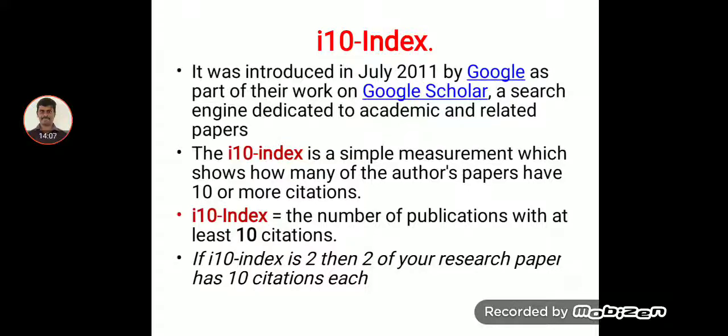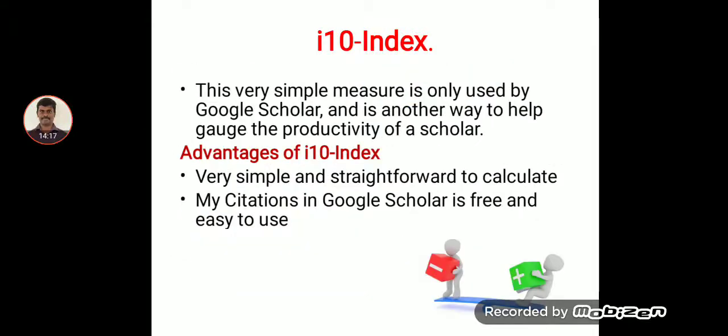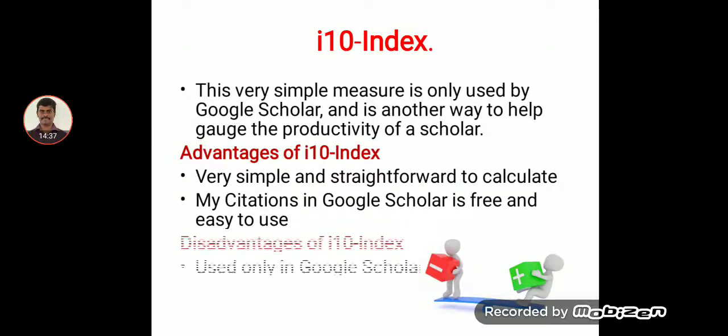If an author has an i10 index of 2, it means that 2 of his research papers have 10 or more citations each. This very simple measure is only used by Google Scholar and is not used in other databases, and is another way to help gauge the productivity of a scholar. The advantage of this i10 index is that it is very simple and straightforward to calculate, and citation in Google Scholar is free and also easy to use. The disadvantage of the i10 index is that it is used only in Google Scholar.